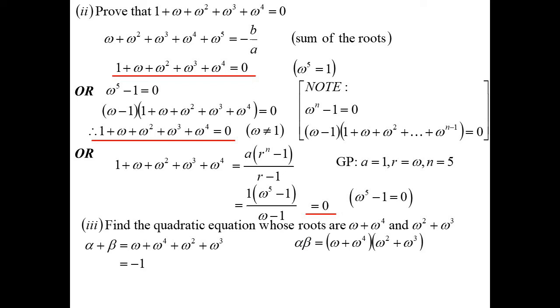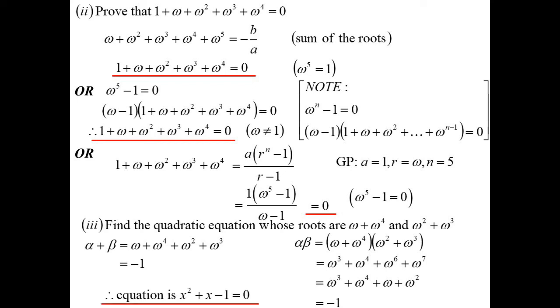Product of the roots. Expand that out. I can tidy that up though. Because remember, omega to the power of 5 is equal to 1. So I could rewrite omega to the power of 6 as omega. And I could rewrite omega to the power of 7 as omega squared. That once again is equal to minus 1. So my equation, x squared minus the sum of the roots, so we get plus x, plus the product of the roots, minus 1. We have our equation.